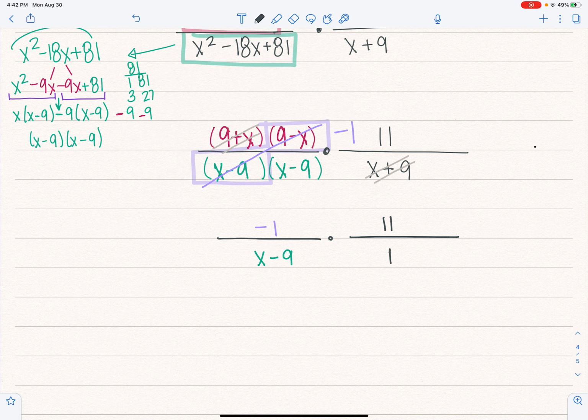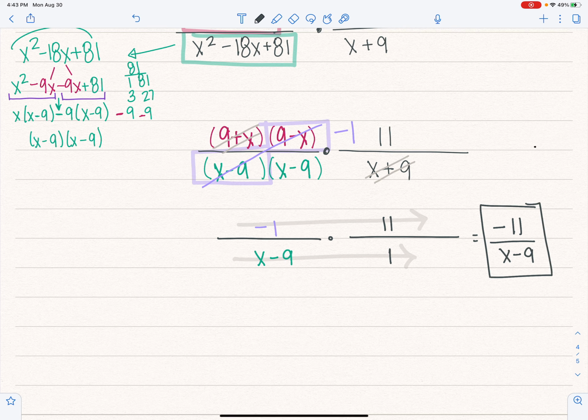There's nothing left behind. Now, my property for multiplying says multiply straight across the top. Negative 1 times 11 is going to give me negative 11. Multiply straight across the bottom. x minus 9 times 1 is going to give me x minus 9. And that would be my final answer.